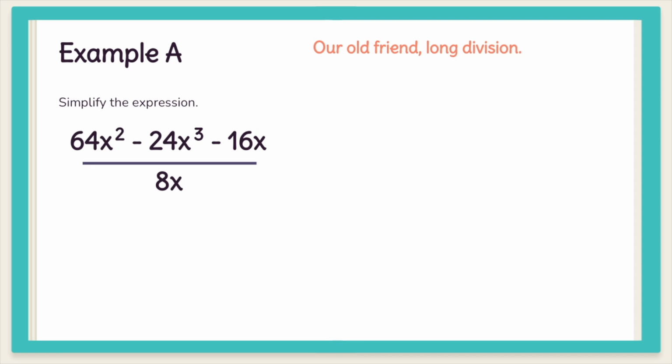So we're going to start by putting 8x on the outside of our long division problem. We're going to put a big long division symbol here because we're going to need a long space for our 64x squared underneath, our minus 24x to the third underneath, and our minus 16x underneath.